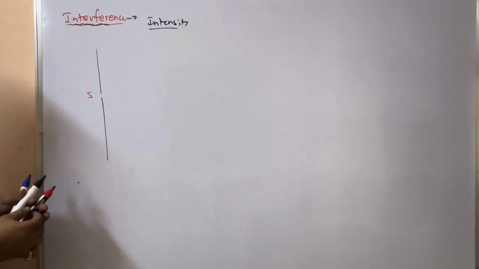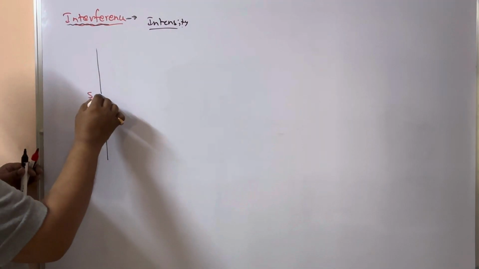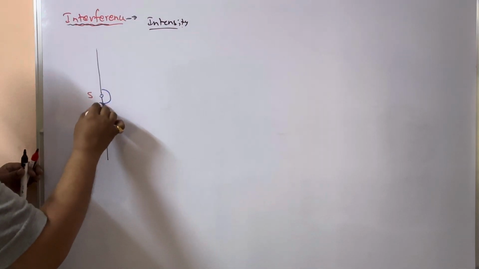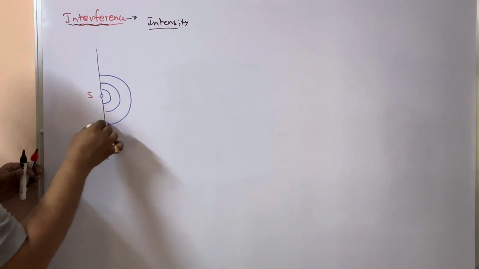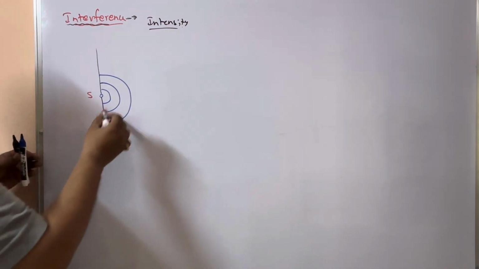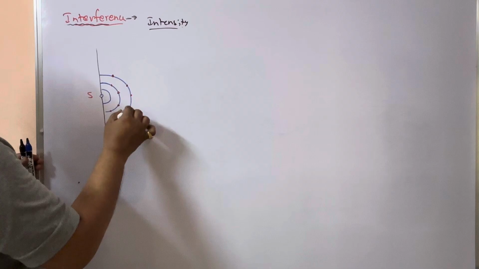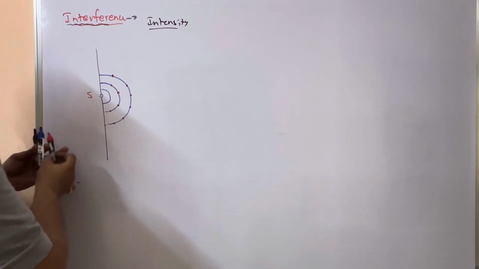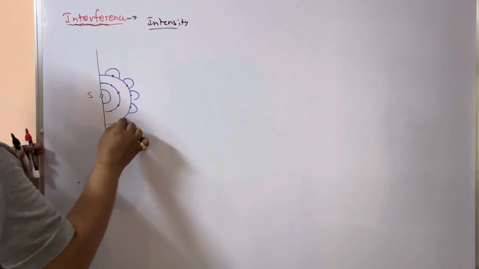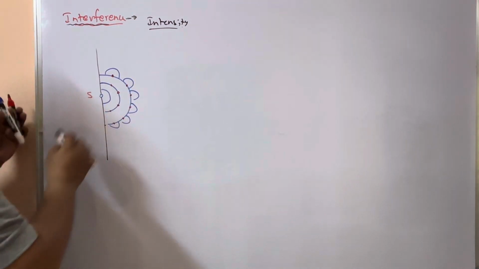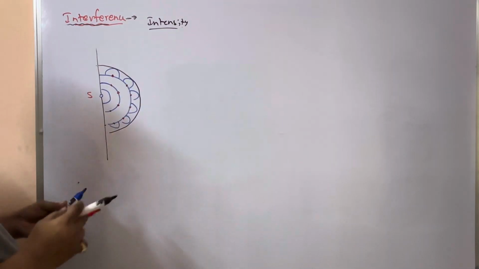So one source of light is going to be taken. From the source, the light waves are from a point source, so the wavefronts are going to be spherical. Each and every particle on this spherical wavefront will act as a secondary source. That is only Huygens' wave principle. So like this, it is going to pass forward.